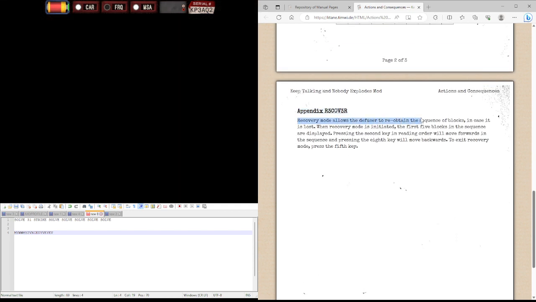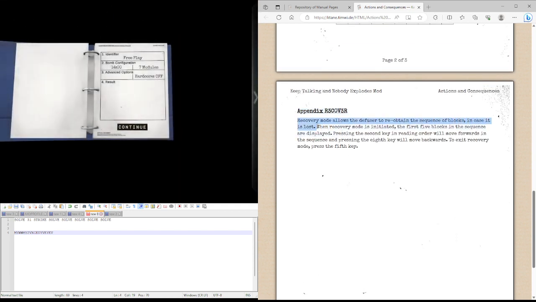Recovery mode allows the defuser to retain the sequence of blocks in case it is lost. These help on Twitch Plays, where you might not have noted everything down, or just so you can get the information back. Or if you might have just typed something wrong, like there was a strike in between these two, and you just didn't see it, or you put it in the wrong place.